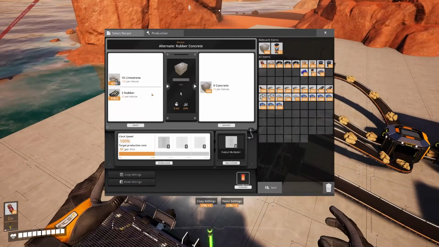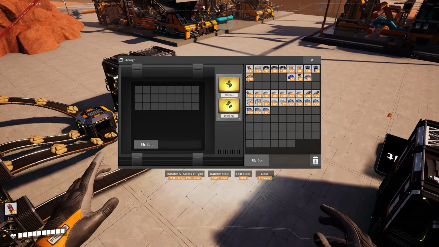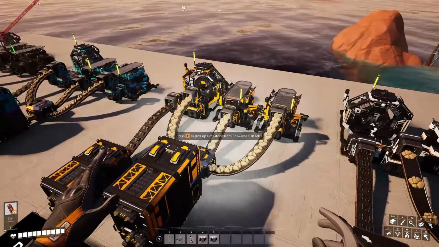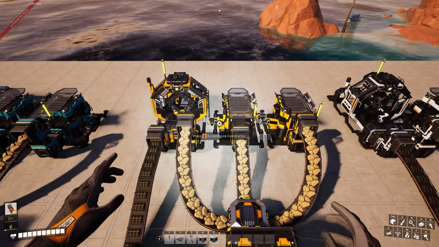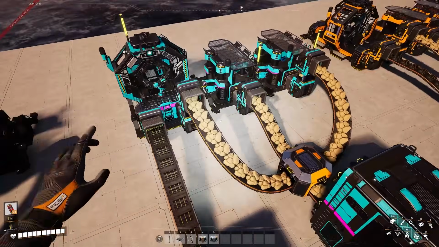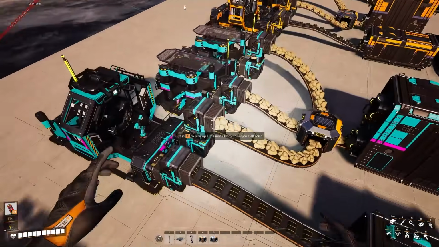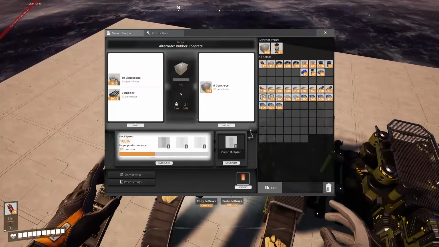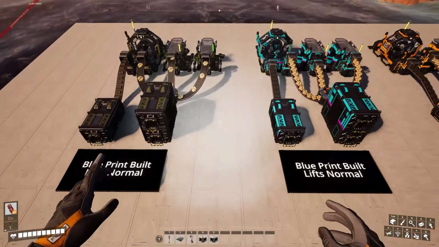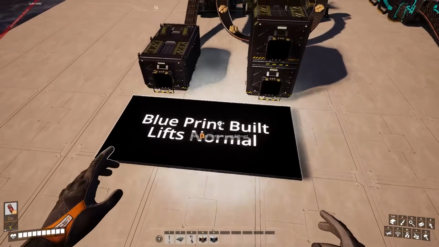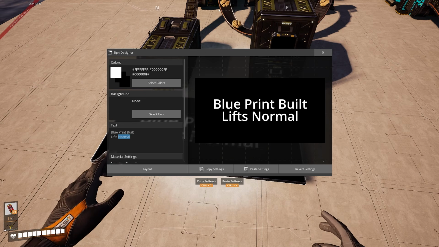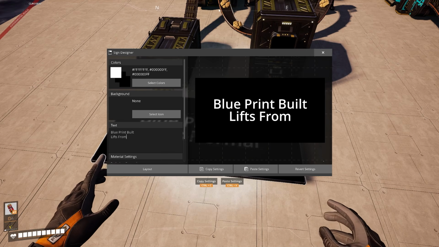The non-blueprint, let me grab this rubber. So non-blueprint version, working, running freely. Blueprint version, not working. Blueprint version, not working, when you connect from a merger or splitter into the machine. Now going from machine out, working. So let's relabel this: blueprint built lifts from machine.